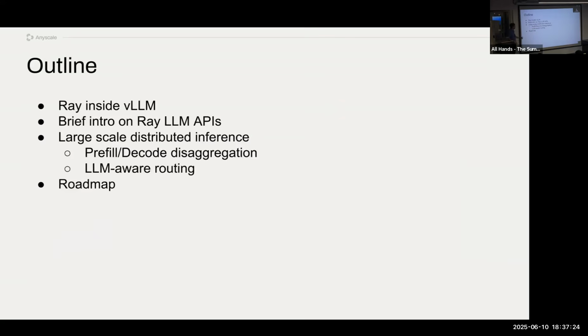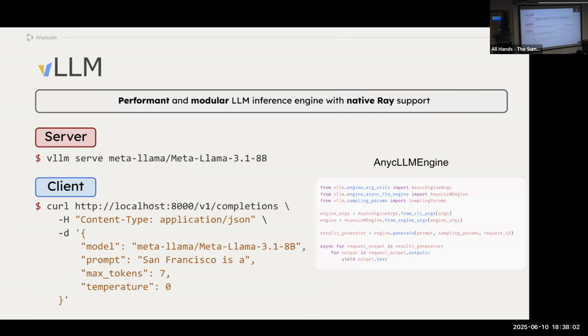This talk is outlined this way. I'm going to first cover where Ray is used inside vLLM. I'm going to give a brief intro on the recent effort where we're pushing a lot of Ray native LLM APIs out into the open source ecosystem, and I'm going to cover those. I'm going to do a little bit of a tech deep dive on two topics related to the DeepSeek effort, specifically prefill decode disaggregation and LLM-aware routing. And then I'm going to talk about the roadmap that is ahead of us and where we are headed. Cool. So let's start with vLLM first.